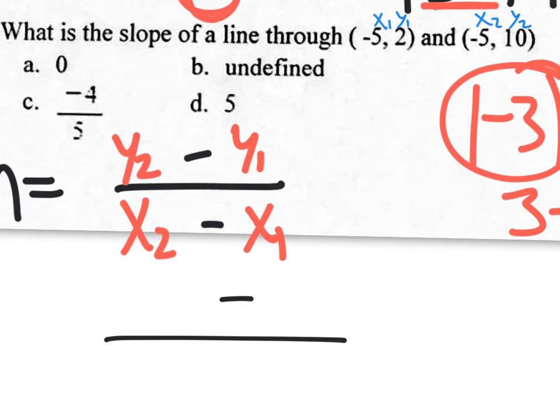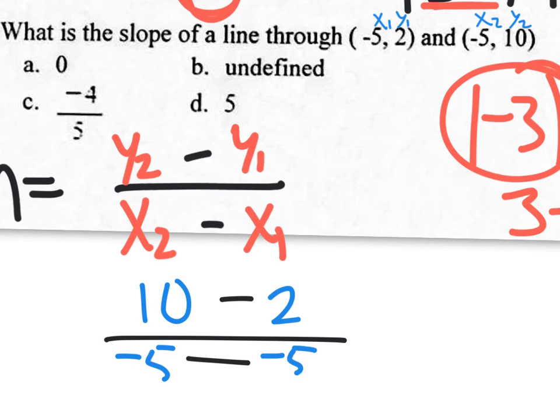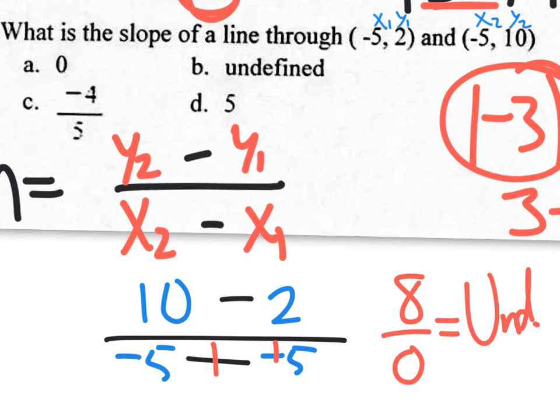Here's my division, my subtraction. y2 happens to be 10. y1 happens to be 2. x2 happens to be negative 5. x1 happens to be negative 5. And if you work this out, the minus minus changes to plus plus. You're going to get 8 over 0, which is undefined. Okay? If the 0 is underneath, then the answer is undefined. So the final answer is B.